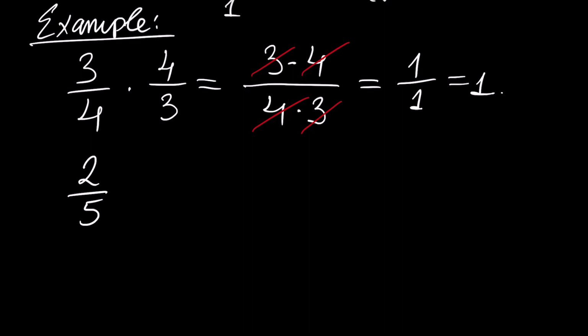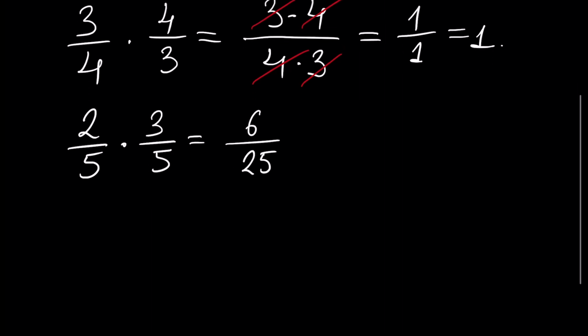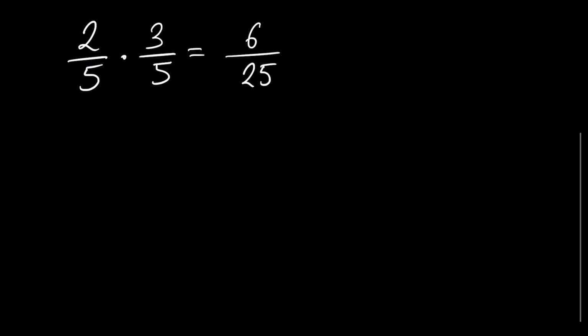Another example is 2/5 times 3/5. In this case, we cannot cancel any common factor, and result will be 2 times 3, which is 6, and 5 times 5, which is 25. More examples. Another example will be with mixed numbers.